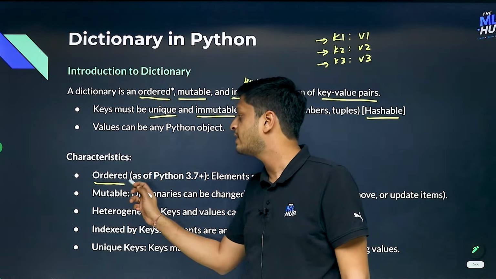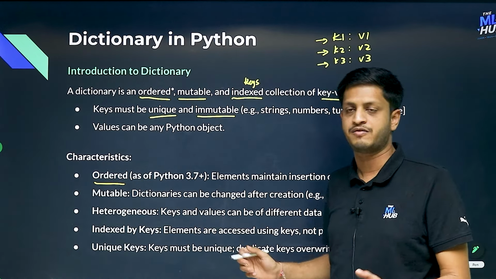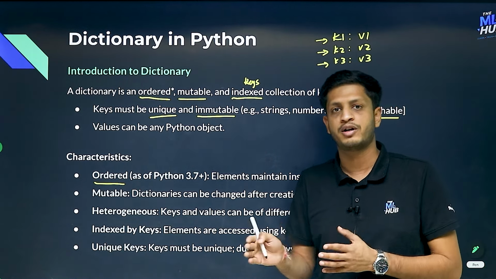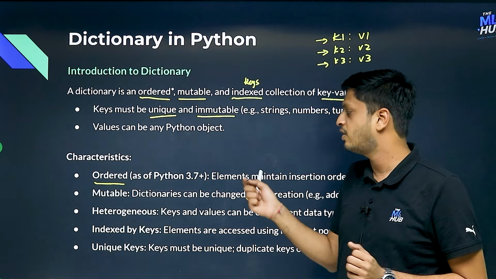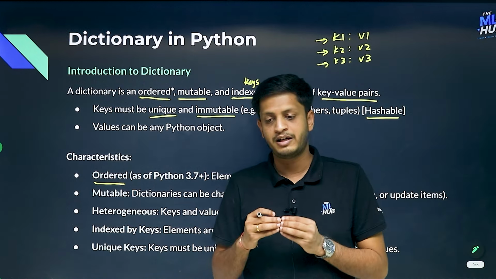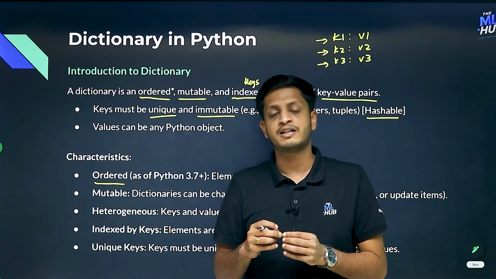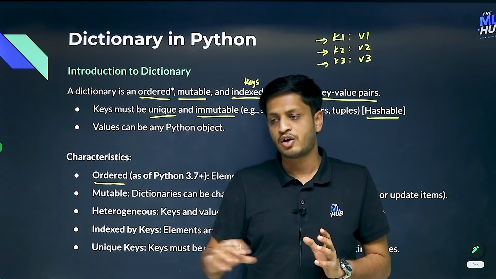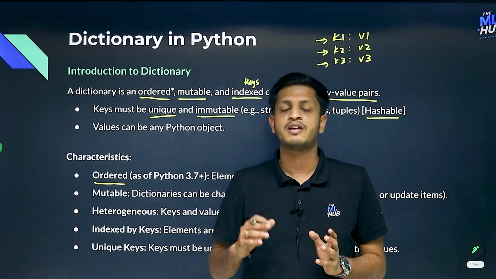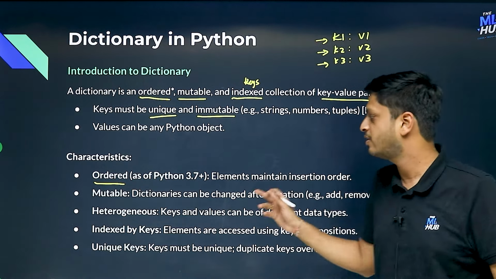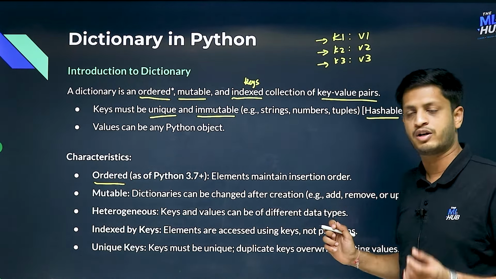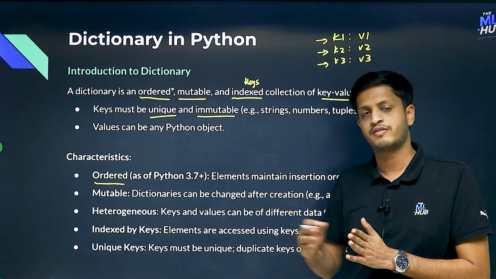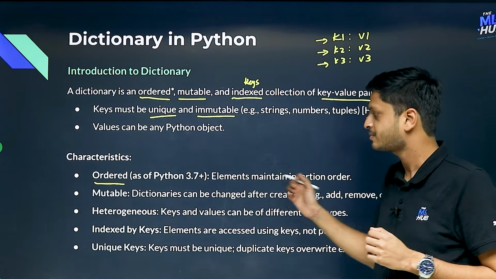They are ordered, and they are ordered only as of Python 3.7 plus, which means in the newest versions of Python you will find that dictionaries are ordered. Previously they used to be unordered, but now you can actually check which element you inserted first and then second and so on. When you print a dictionary, the order of the key value pairs will be the same as the order in which they were inserted. Elements maintain insertion order. Whatever order you inserted the elements in, the same order they will come out.